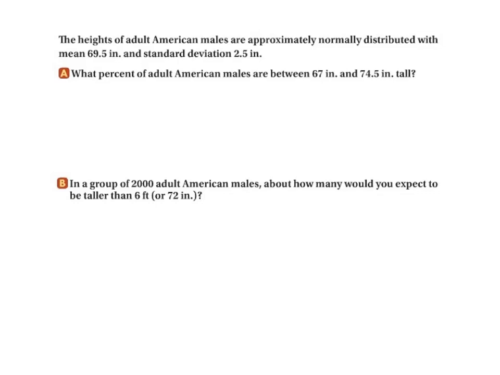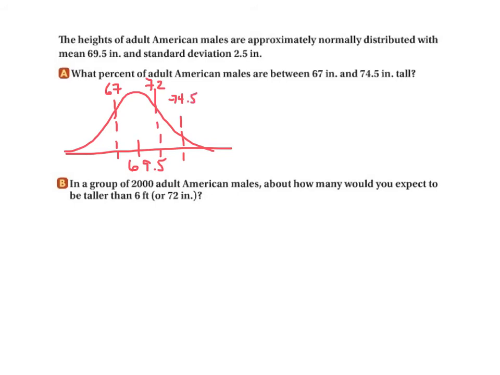The heights of American males are approximately normally distributed, approximately, because nothing is absolutely perfect, with a mean of 69.5 and a standard deviation of 2.5. Now, before I actually do this problem, let's sketch out what that means real quick. If this is 69.5, then one standard deviation below that would be 67. One standard deviation above that would be 72. One standard deviation above that would be 74.5. If I wanted to go the other direction, one standard deviation below that would be 64.5. Okay? What percent of adult American males are between 67 and 74.5 inches tall?